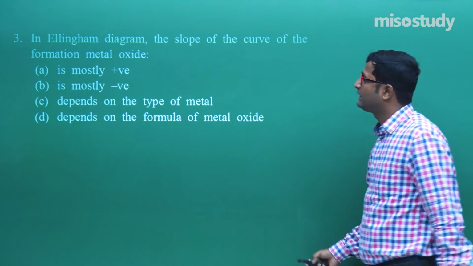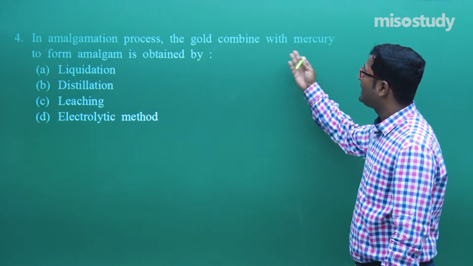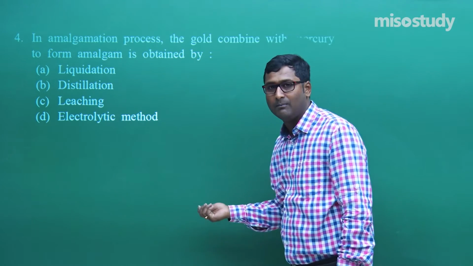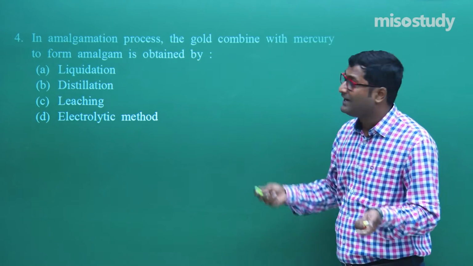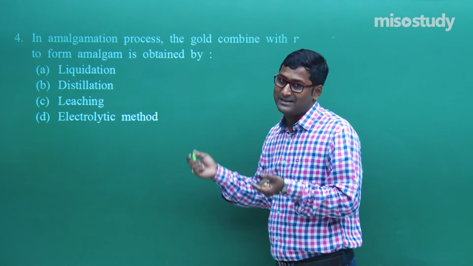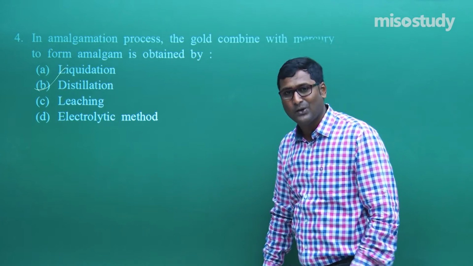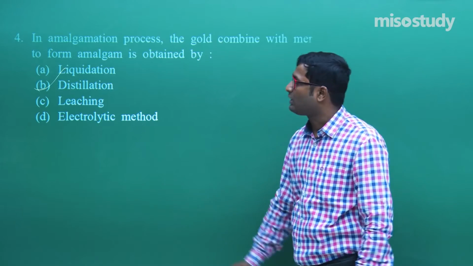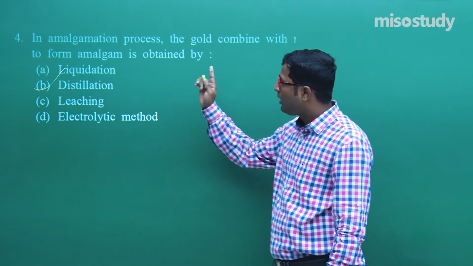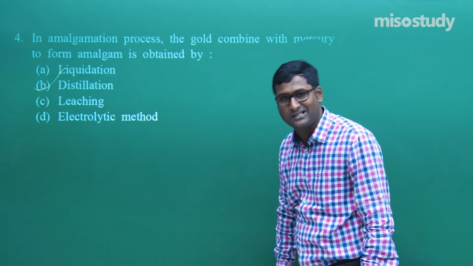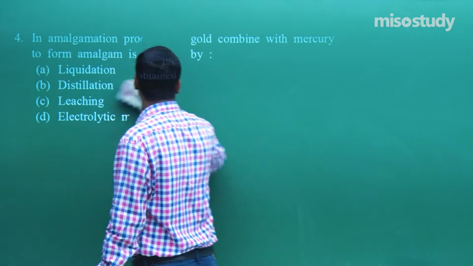Now, next question, question number 4. In the amalgamation process, gold combines with mercury to form amalgam. Amalgam, we know sodium amalgam NaHg, gold amalgam AuHg. That is a very simple method. Which method? Sir, it's very common. This is a theory based question. That is the distillation method. Clear? For this question, B is the correct option. That is, in the amalgamation process, the gold combined with mercury to form amalgam is obtained by distillation. Clear, friend? No need for more clarification because it is completely theory based.